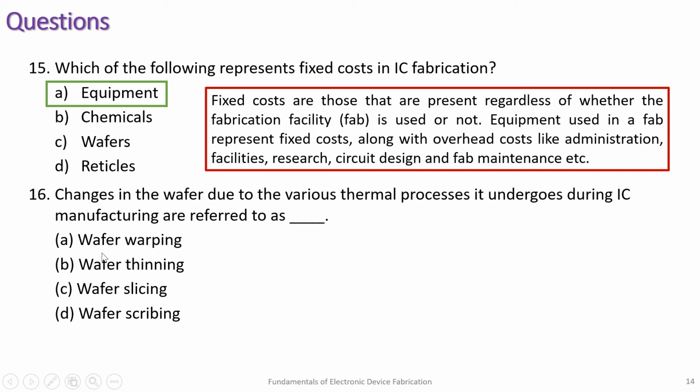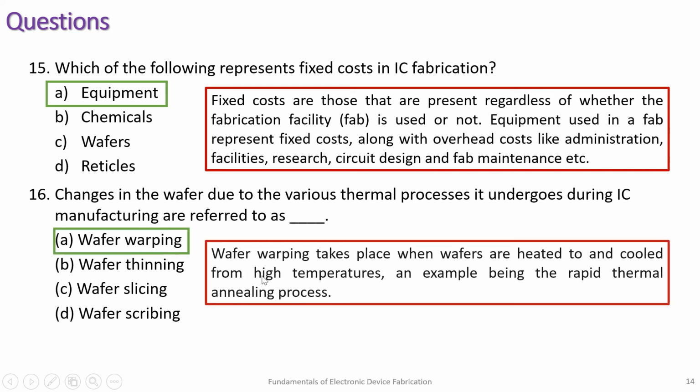Yeah, that's the correct answer. Wafer warping is the correct answer. Warping takes place when wafers are heated to and cooled from a high temperature, an example being the rapid thermal annealing process. So I hope it's clear for all of you. Now we'll move on to the next question.